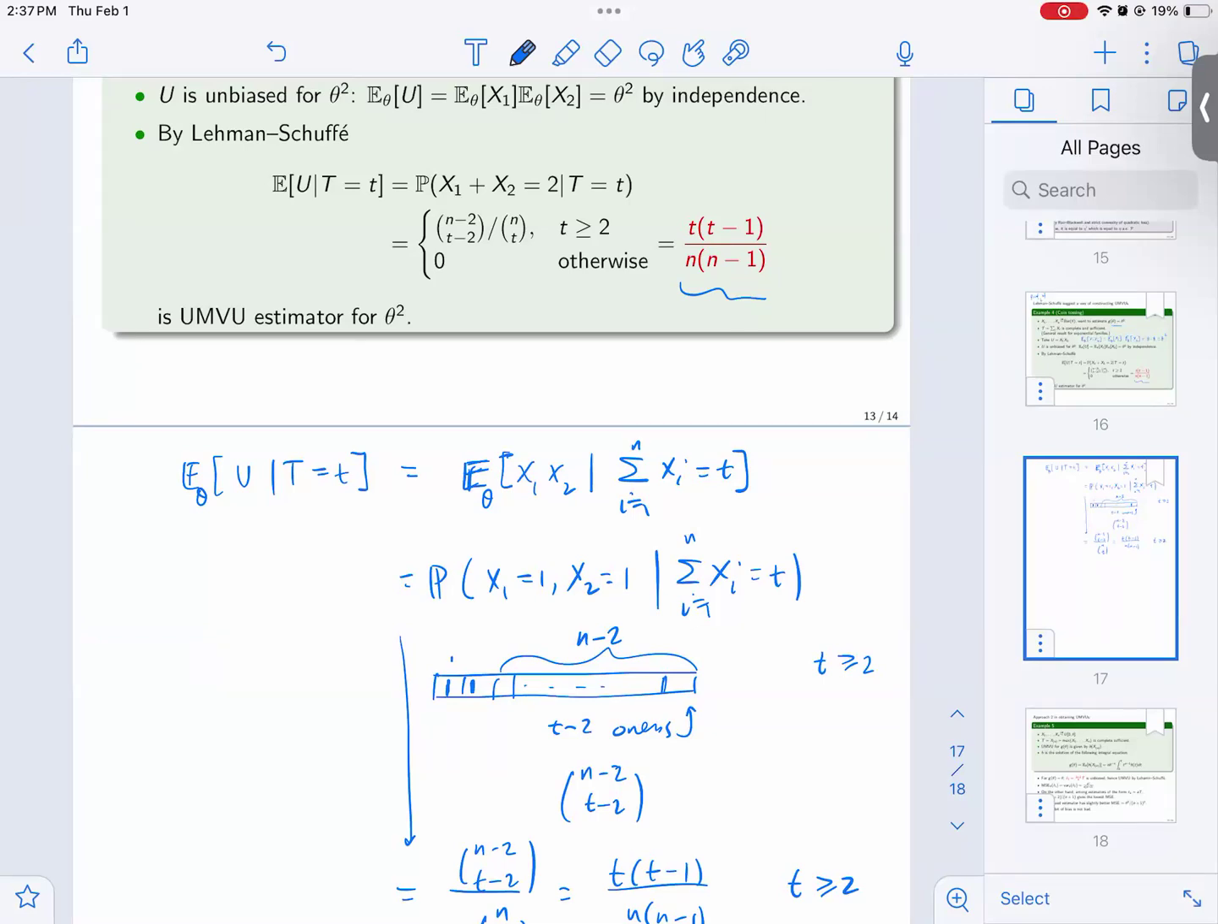So this is really the UMVU. I'm just now going to, this is a function of T. If I evaluate it at the random T, so T times T minus 1 divided by n times n minus 1. This is the UMVU.